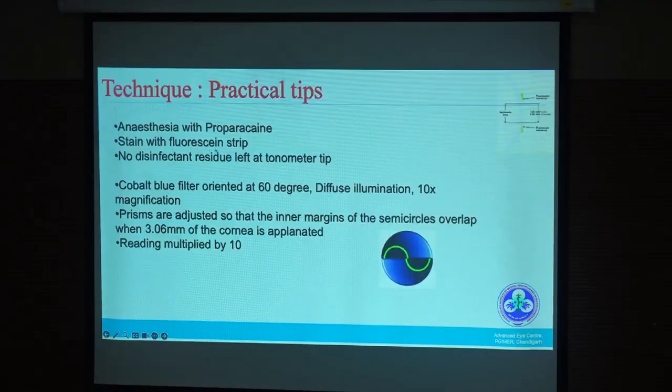So the technique, as you know: anesthetize with proparacaine, stain with a fluorescein strip, leave no disinfectant residue on the tonometer tip, and use the cobalt blue filter, that is the blue filter available on the slit lamp, with diffuse illumination. The prisms are adjusted so that the two mirrors just meet inside, and the reading should be multiplied by 10.